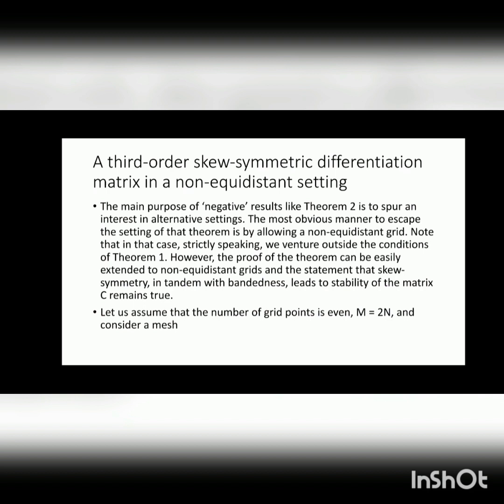However, the proof of the theorem can be easily extended to non-equidistant grids, and the statement that skew symmetry in tandem with bandedness leads to stability of the matrix C remains true. Let us assume that the number of grid points is even, m equals 2n, and consider a mesh.